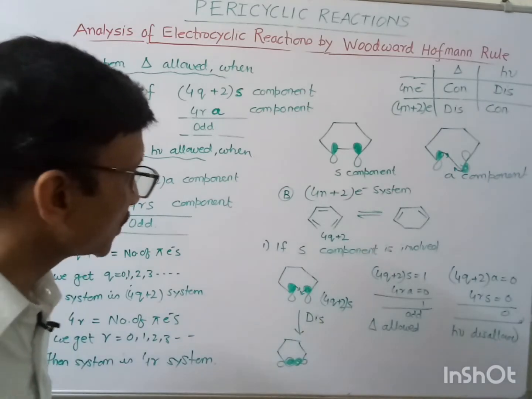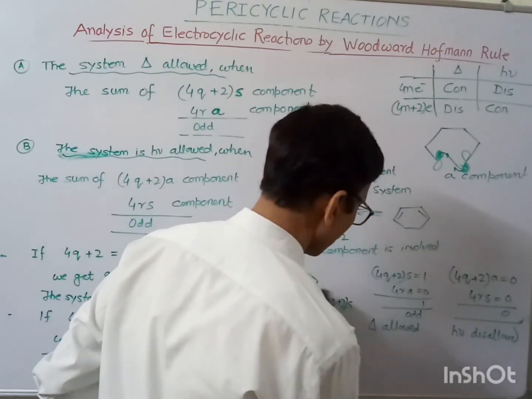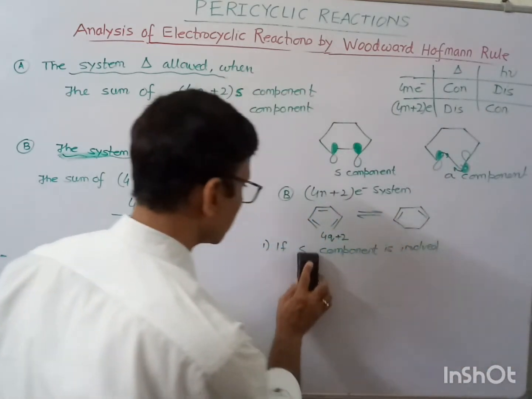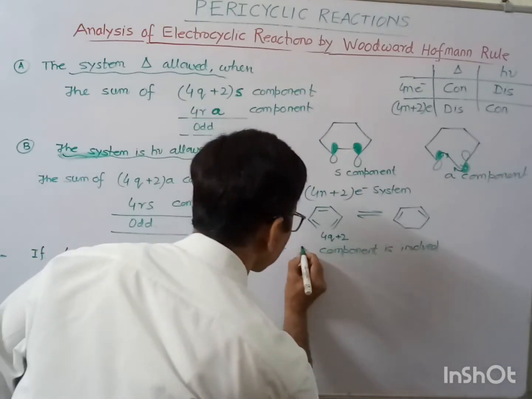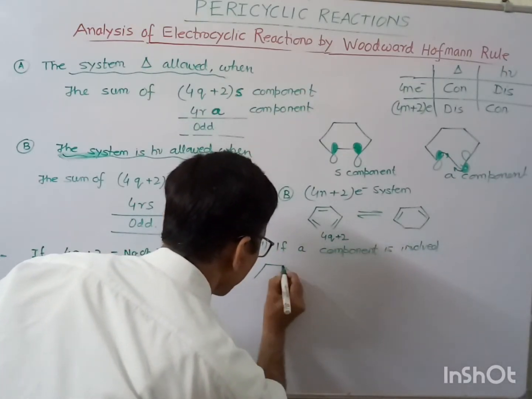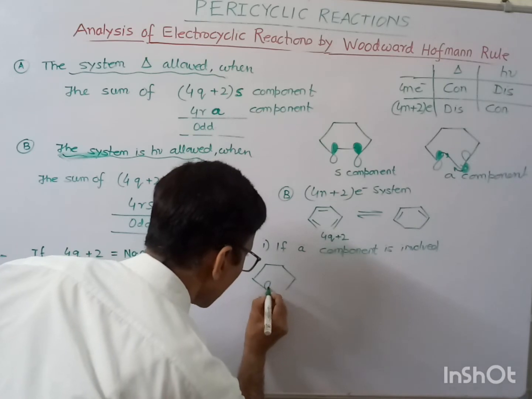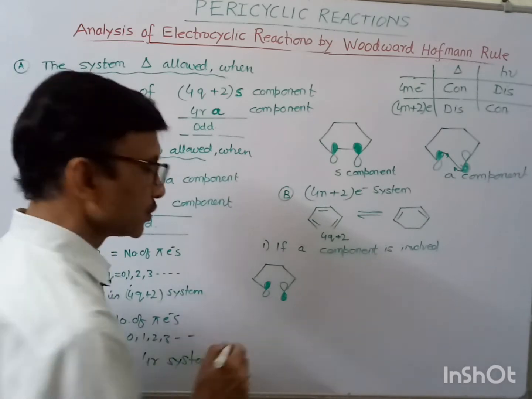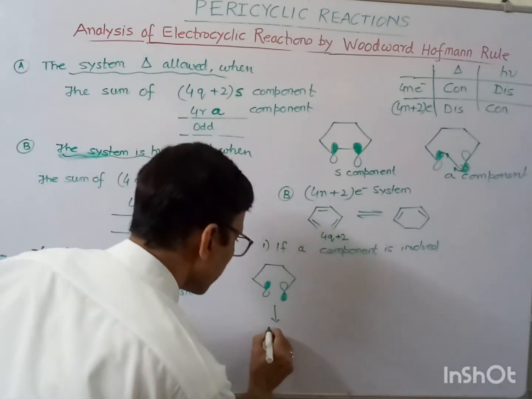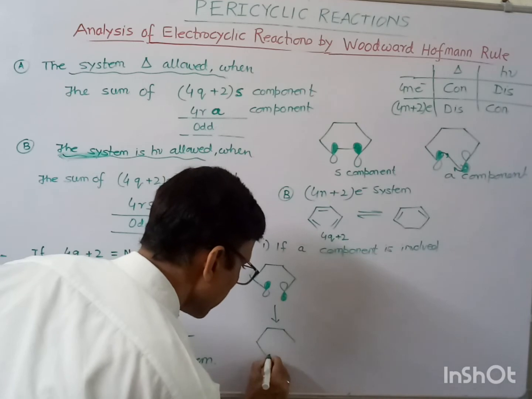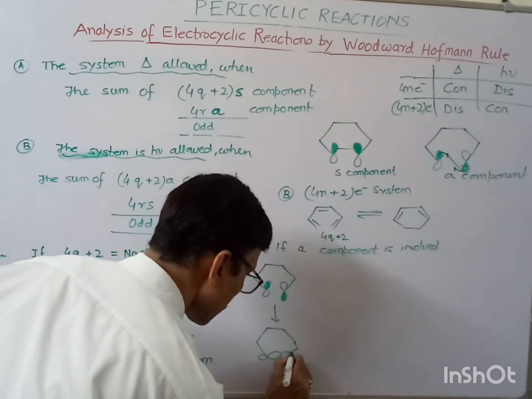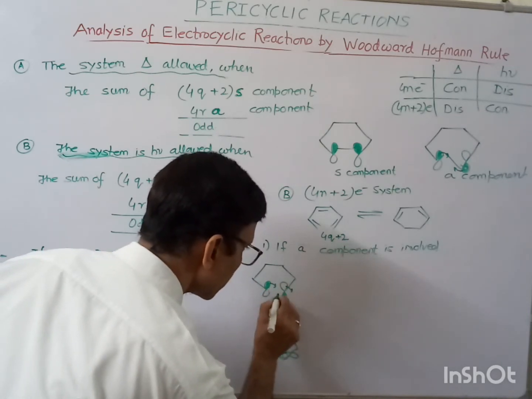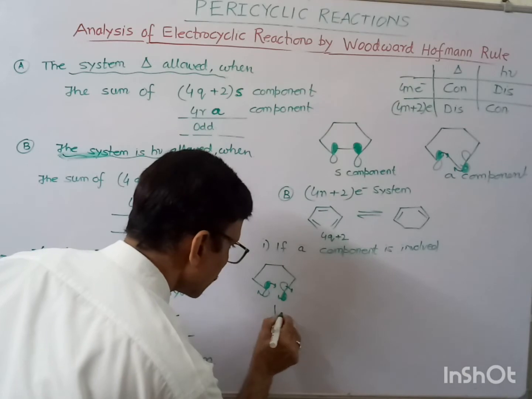In the same way, we may check for the a component. Let's see the a component. So what is the a component? When, in the end orbitals, the opposite lobes are involved, this will only form the bond if it undergoes conrotation. So both orbitals move in the same direction. So conrotation.